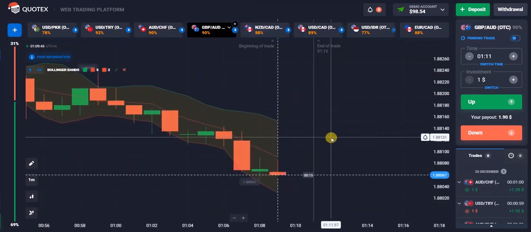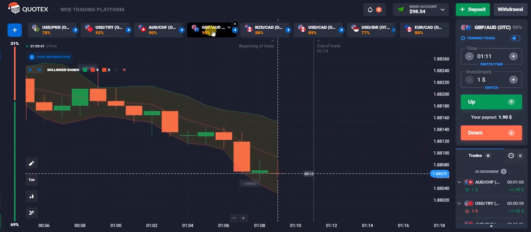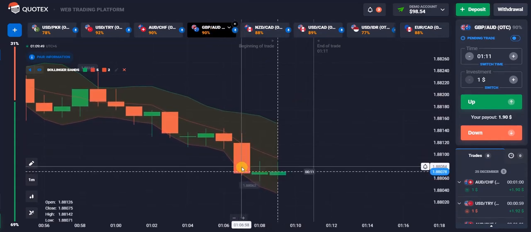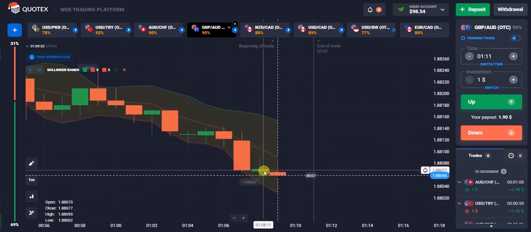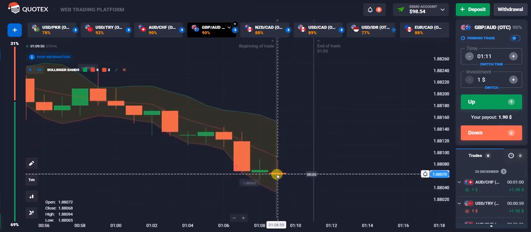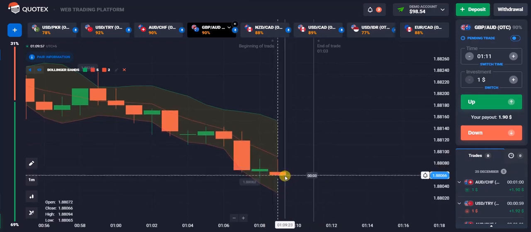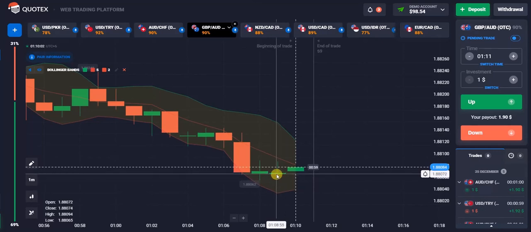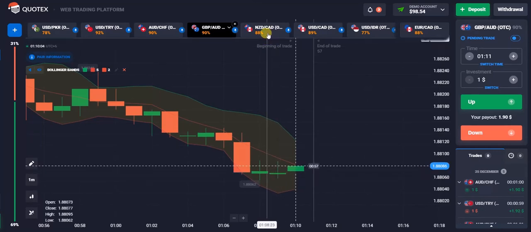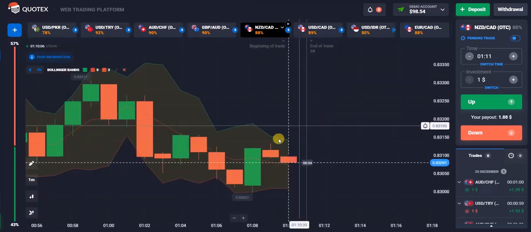Okay, so as you can see on GBP AUD, the red candle touched the bottom line and it was supposed to create a green candle, but unfortunately it is creating a red one. So at the end of the day, it was a successful one as well.